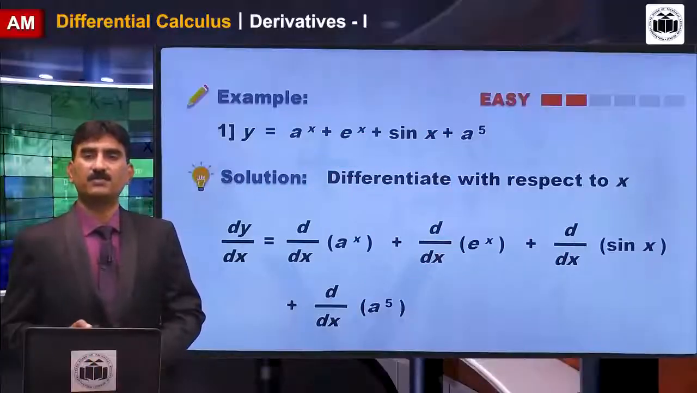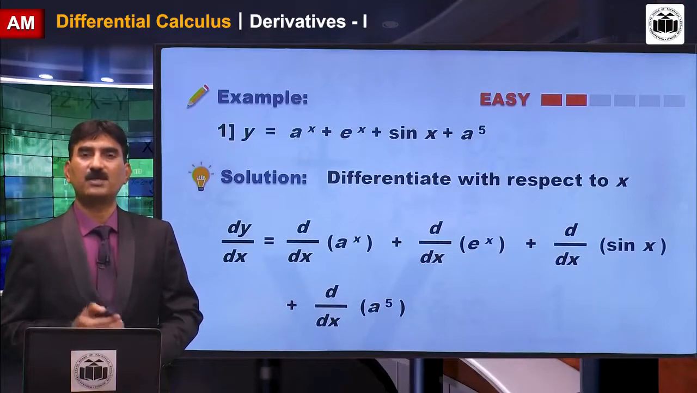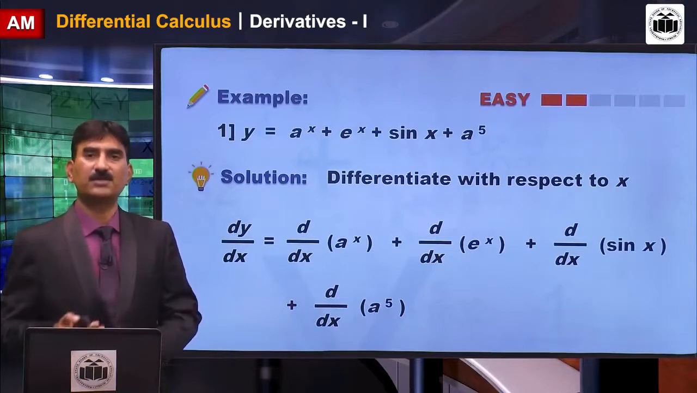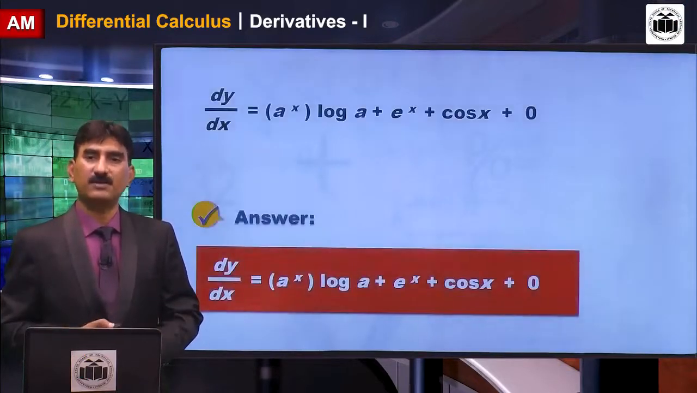So in the first example, every term contains x, but the last term does not contain x. So therefore it is a constant and the derivative of a constant is 0. The other derivatives you know. The final answer is this.